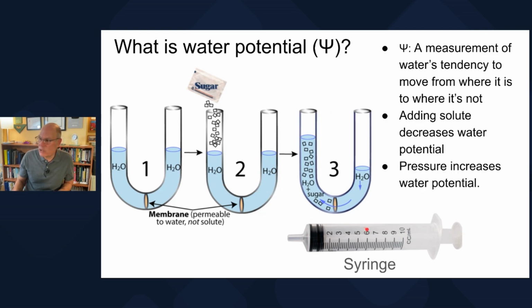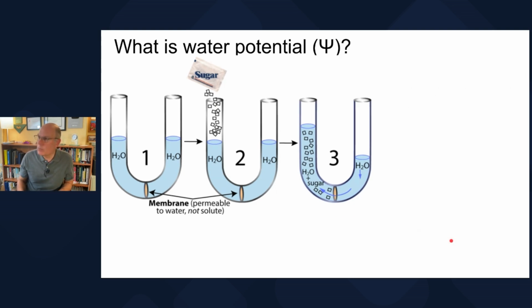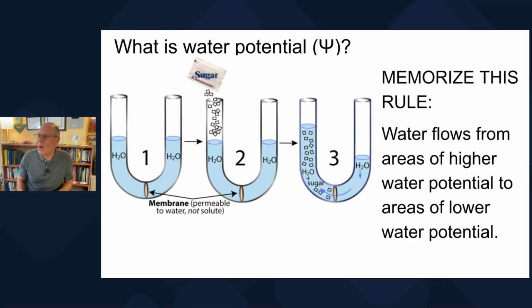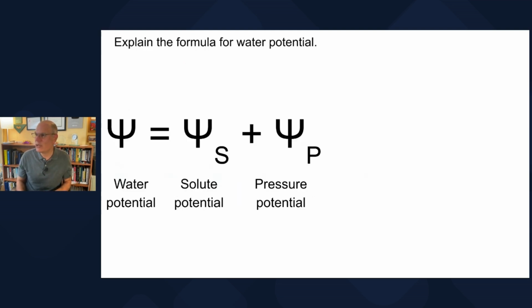Pressure increases water potential. So you would generate pressure by pushing on the arm of this syringe over here. The rule to remember for water potential is this: water flows from areas of high water potential to areas of low water potential. In the same way that you want to memorize that water moves from hypotonic to hypertonic across a selectively permeable membrane, water will move from higher water potential to lower water potential.